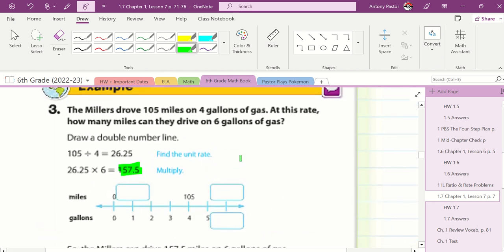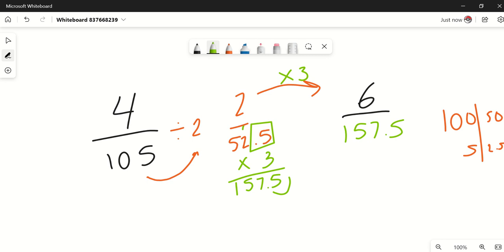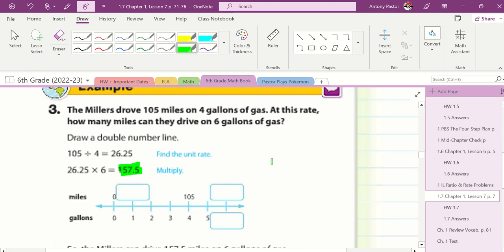Let's take a little bit more time with this one. Nowhere in here did they tell us to find the unit rate. Nowhere in the question did it say we had to. So if you did it this way or the way that I did it, it would have been fine. The question did not state find unit rate. So again, the Millers drove 105 miles on 4 gallons of gas. At this rate, how many miles can they drive on 6 gallons of gas? It doesn't tell us to find the unit rate anywhere in the question. Down here, it told us we were going to find it. So that's one way you could do this.